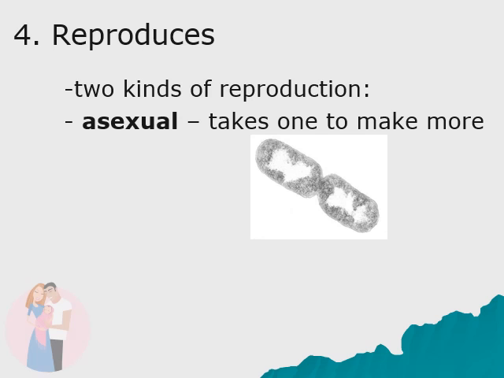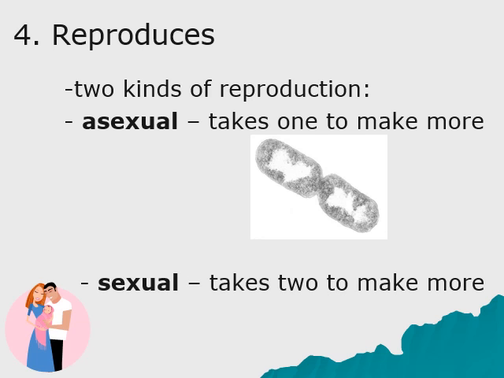The other type of reproduction is sexual reproduction, and this is where you have two organisms that are going to combine their gametes to make a new organism. So a female egg and a male sperm are going to combine to produce a child.